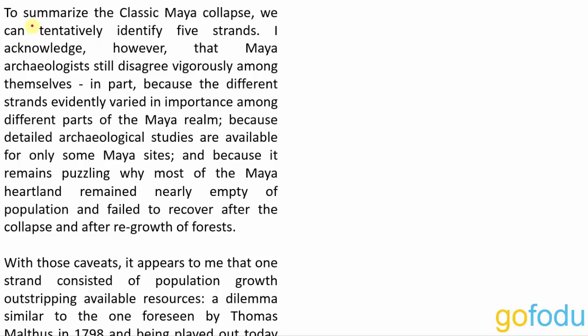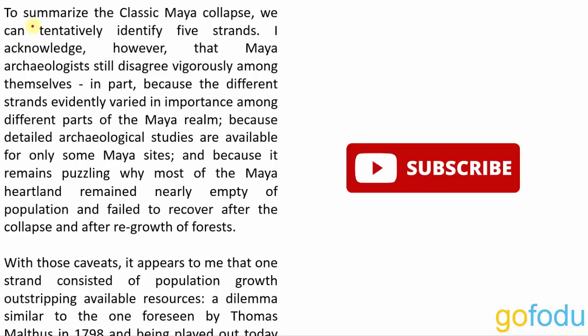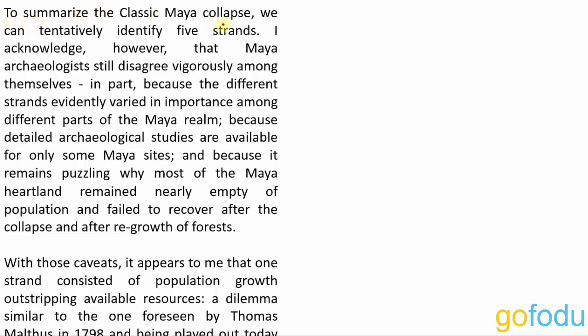Let's practice this technique by solving a passage from CAT 2008. The technique is simple. Read the passage and take the relevant notes side by side. Let's start. To summarize the classic Maya collapse, we can tentatively identify 5 strands. Now, as you can see, the passage is talking about Maya collapse. The keyword "to summarize" indicates that the whole passage will talk about Maya collapse only.